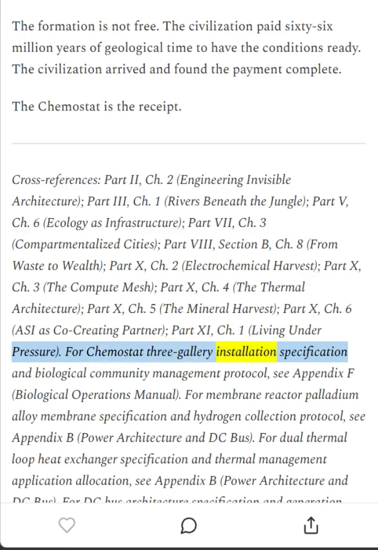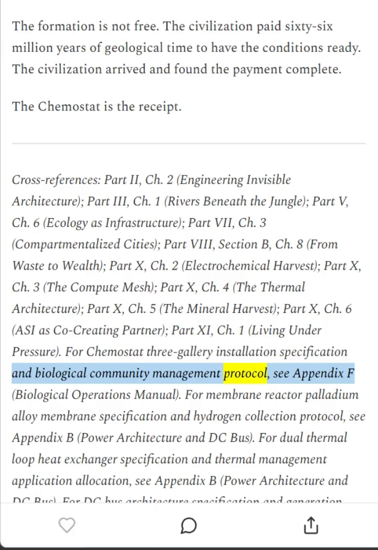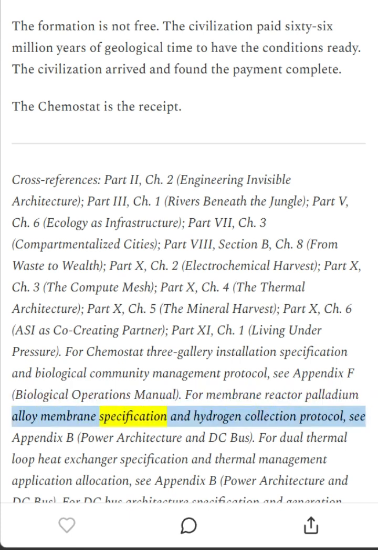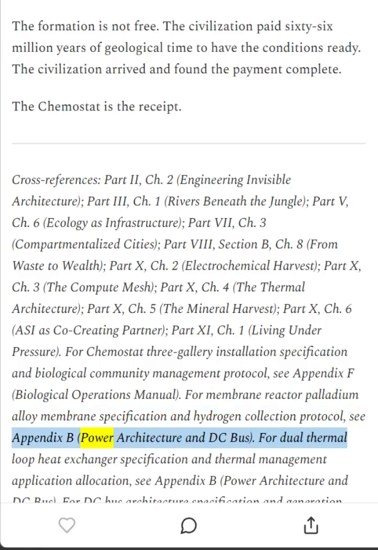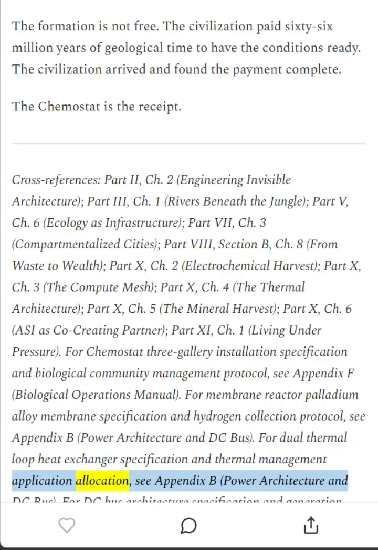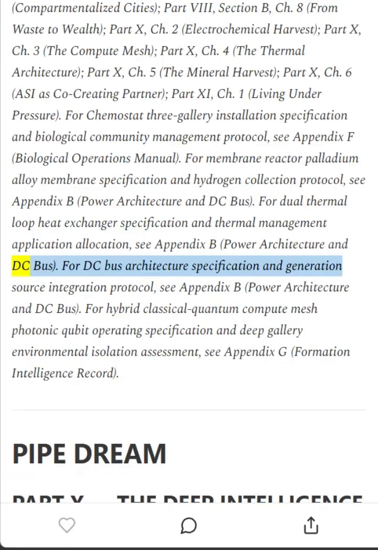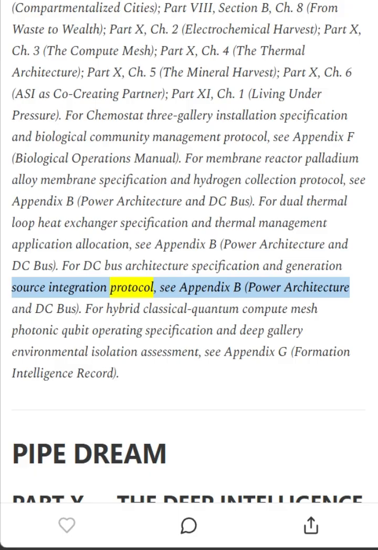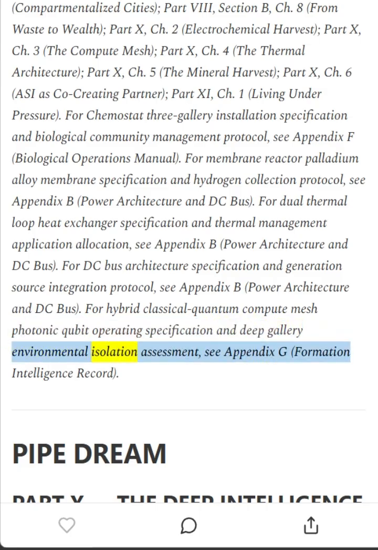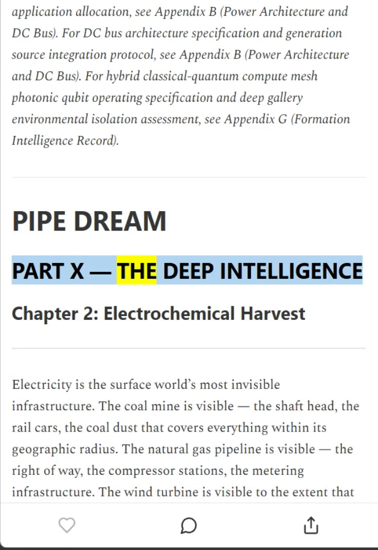For Chemostat 3 Gallery Installation Specification and Biological Community Management Protocol, see Appendix F, Biological Operations Manual. For Membrane Reactor Palladium Alloy Membrane Specification and Hydrogen Collection Protocol, see Appendix B, Power Architecture and DC Bus. For Dual Thermal Loop Heat Exchanger Specification and Thermal Management Application Allocation, see Appendix B, Power Architecture and DC Bus. For DC Bus Architecture Specification and Generation Source Integration Protocol, see Appendix B, Power Architecture and DC Bus. For Hybrid Classical Quantum Compute Mesh Photonic Qubit Operating Specification and Deep Gallery Environmental Isolation Assessment, see Appendix G, Formation Intelligence Record.